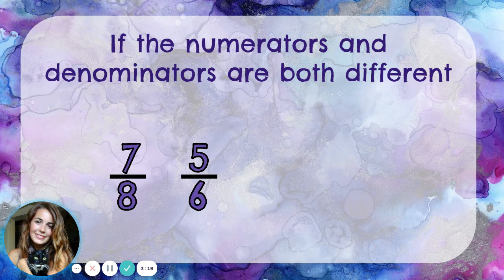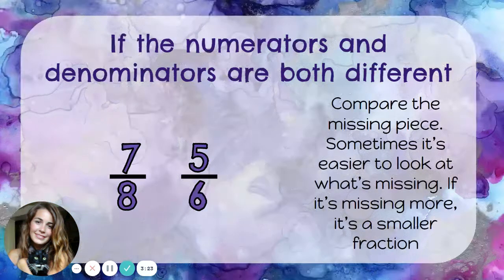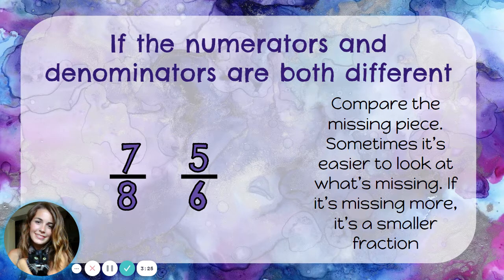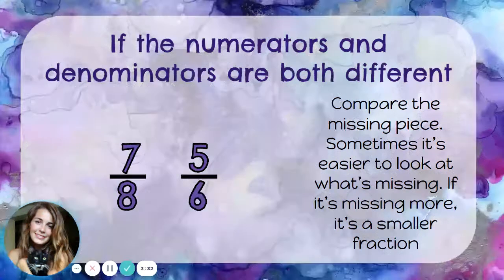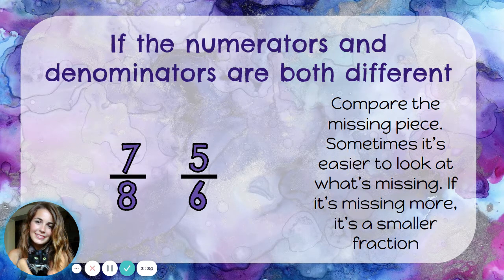Let's try comparing 7/8 and 5/6. Sometimes comparing a missing piece is easier than comparing what's there. If a fraction is missing more, that means it's a smaller fraction. Take a look at 7/8. It's almost all the way colored in. It just needs one more little eighth to be one whole.